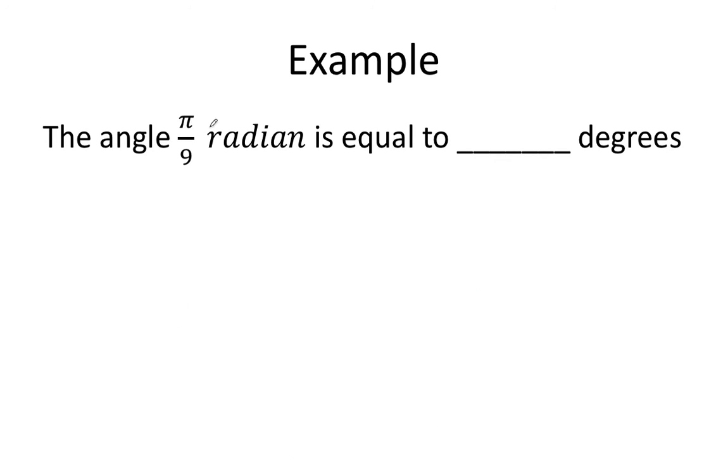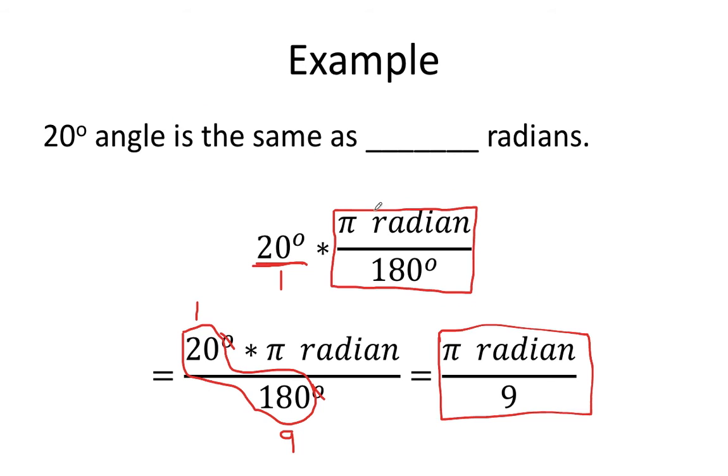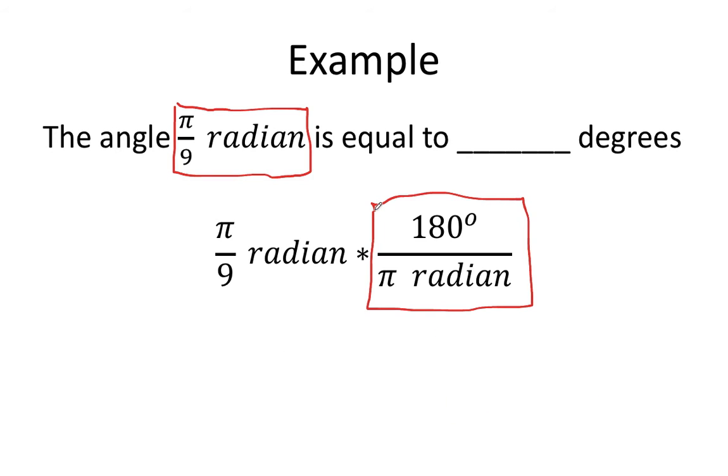Let's do it the other way around. Let's say you're told that your angle is pi over 9 radian big. You want to know how many degrees that is. I'm going to be multiplying by this exact same thing we did on the other side, but it is now upside down compared to the previous slide. Basically, whichever unit you have here is going to be the one that goes on the bottom. And the top and bottom should be equal to each other.